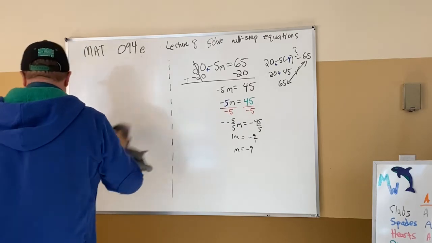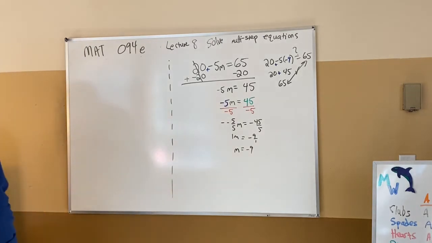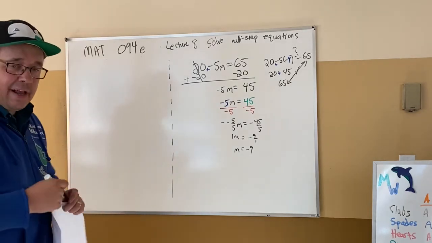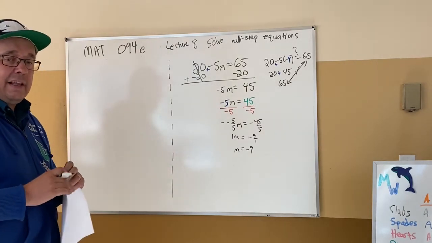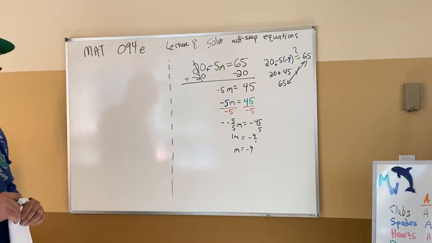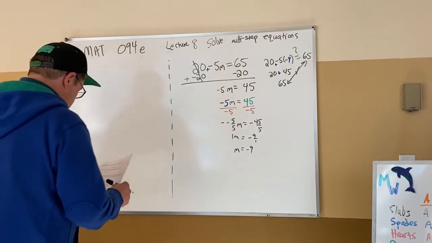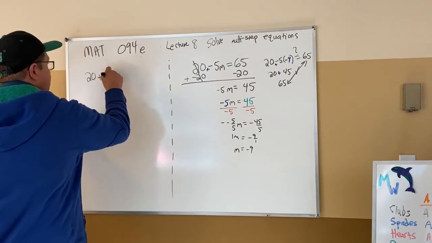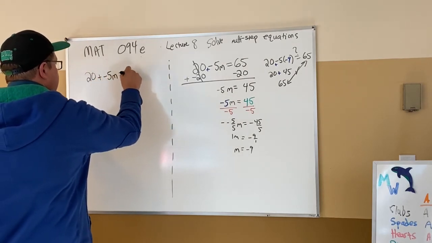The problems that when I first started teaching, well, how to say this nicely, it wasn't you, but I didn't have confidence in a lot of my 094 E-level students many years ago getting problems like we're going to get to correct. Here it is though. 20 plus negative 5m equals 65.